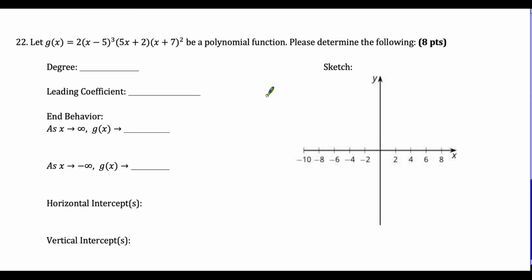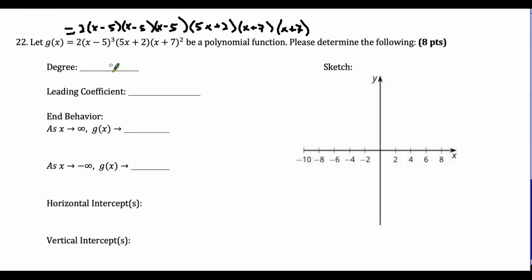On number 22, I want to graph this polynomial. So there was a lot that went into that. I would recommend on a problem like this, when we have factors to a power, writing them out like this. So if I've got x minus 5 to the third power, I'm going to write that out 3 times. Then times 5x plus 2, and then I've got x plus 7 squared, so I'm going to write that out twice. The reason I recommend writing it out like this is we can better see what we need to multiply.